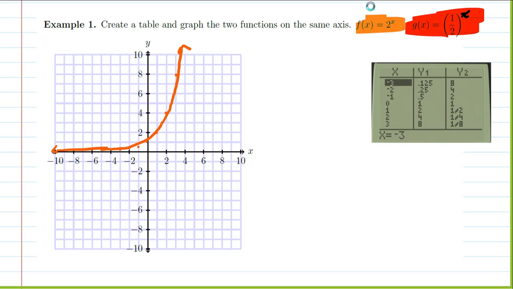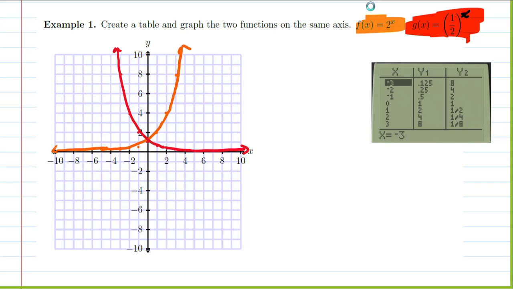And if we graph 1/2 raised to the x, that's our g, we have it -3, we're 8, -2, 4, -1, 2, 0, 1, 1/2, 2 a quarter, and an 8. And it looks something like this. So we notice these two curves have a symmetry across the y-axis.